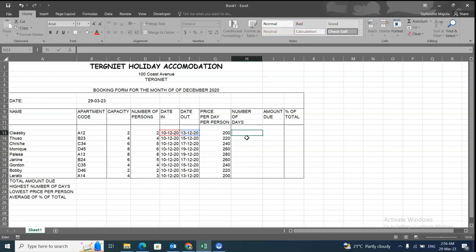Alternatively, there is a formula for the benefit of those who wish to use a formula. It equals days, open bracket, you select the end day, you separate, and then you select the start day, you enter your bracket, you close. It still gives me 3. So it's entirely up to you which one you want to use. Okay, it's entirely up to you. And then you autofill. So that one is done.